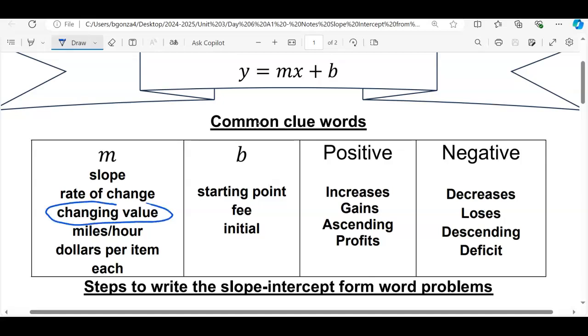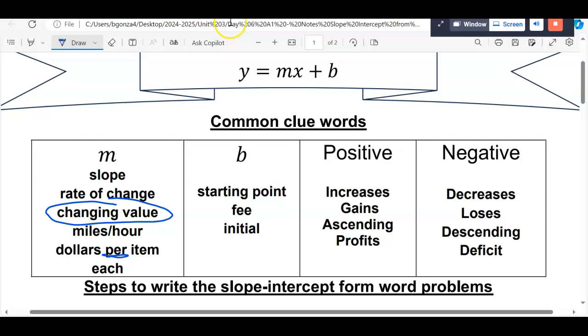Changing value. Okay, it's a rate of change. Rate, get it? Rate of change. Or changing value. Circle changing value, please, because you got to know that the changing amount is the slope, the m. Okay? So, what are some words for change? Well, it could be rate, right?